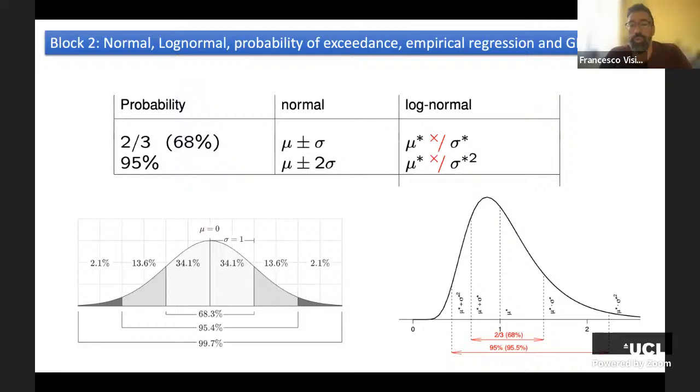We have the same properties, so we can calculate the probability that an event is between plus or minus 1 standard deviation or 2 standard deviations. The only thing is that when we work with a normal distribution, we use addition and subtraction of the mean and standard deviation. When we work with log normal, we have to use multiplication and division. But basically, we are working with the same object.